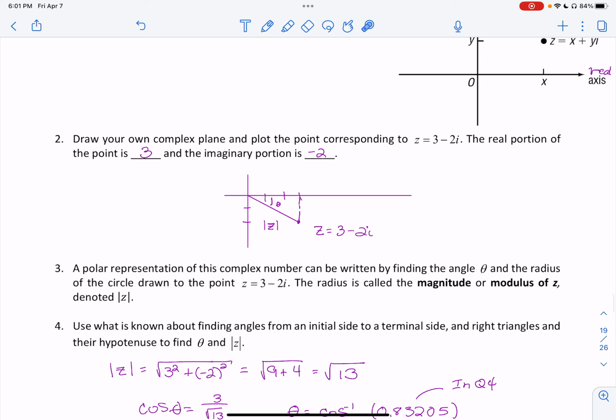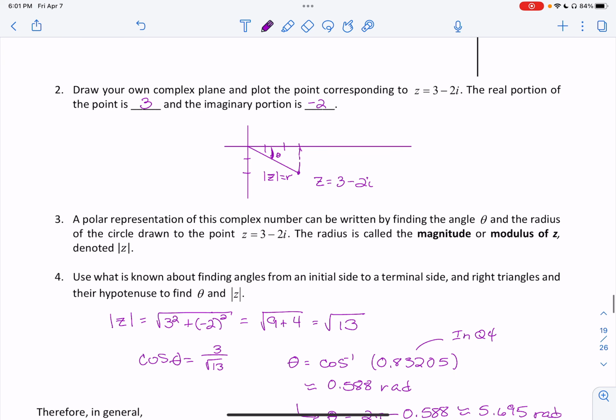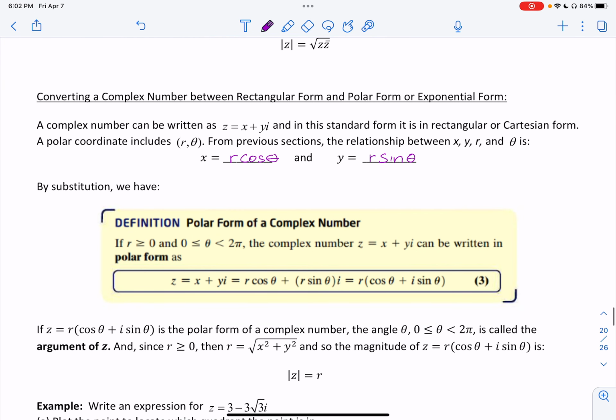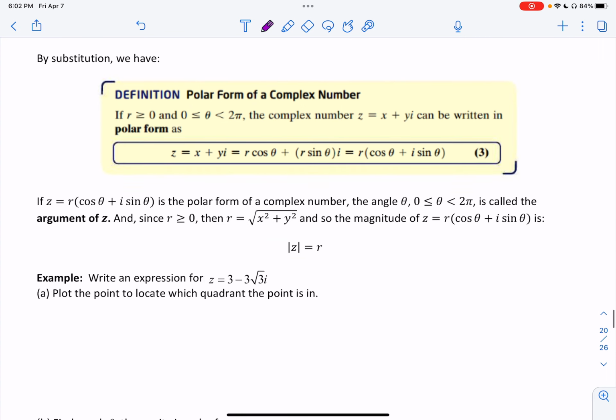And then, so here I could write this like this. That's equal to r, and my theta right here is still equal to theta. Alrighty? Not overly complex, kind of straightforward.